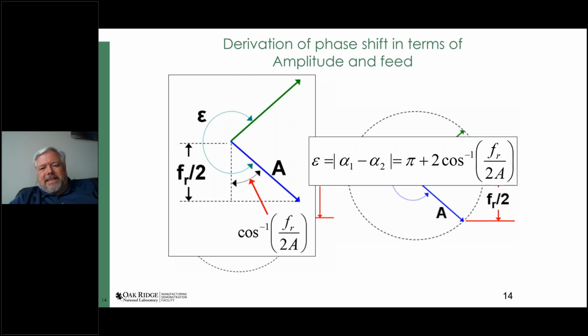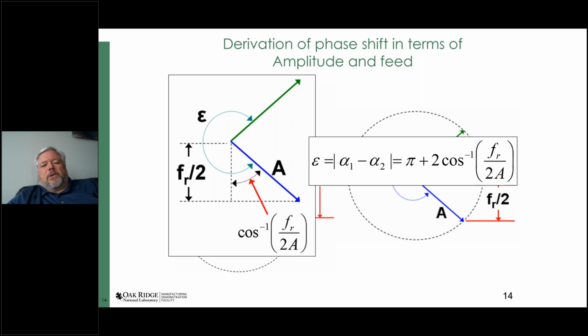So it turns out this is the end result. The phase, the misalignment that I have to have in any revolution depends on the feed per revolution and the amplitude of the motion that I am superimposing. Bigger motion makes it easier. Smaller feed per revolution makes it easier. But that's the expression that defines it.